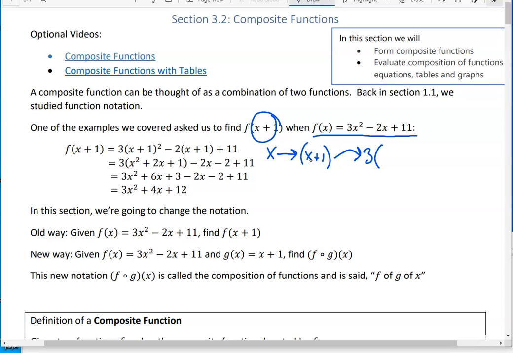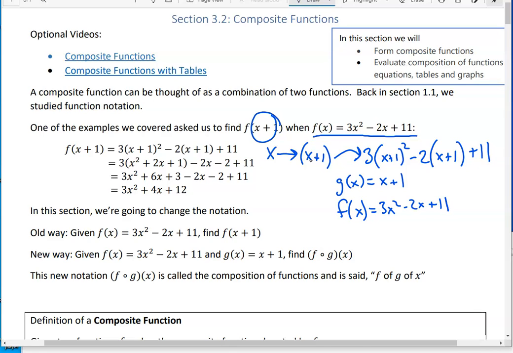3 times x plus 1 squared, minus 2 times the x plus 1 goes where the x was, plus 11. Now we can multiply that out and figure out what the function is. But the key thing here is that f of x plus 1 is another way to say: I have a g of x defined as x plus 1, and f of x is 3x squared minus 2x plus 11.